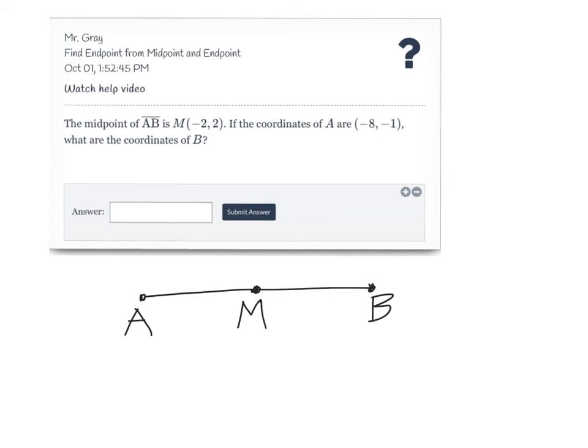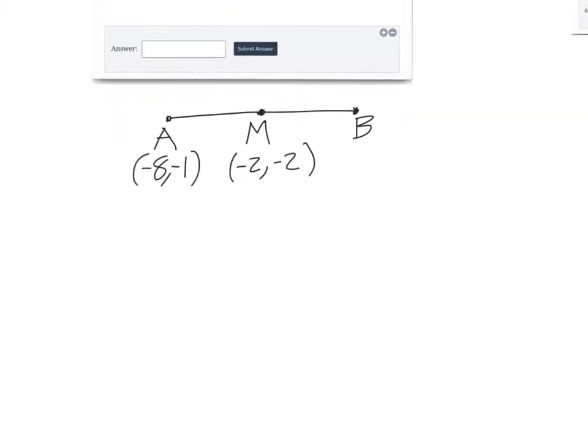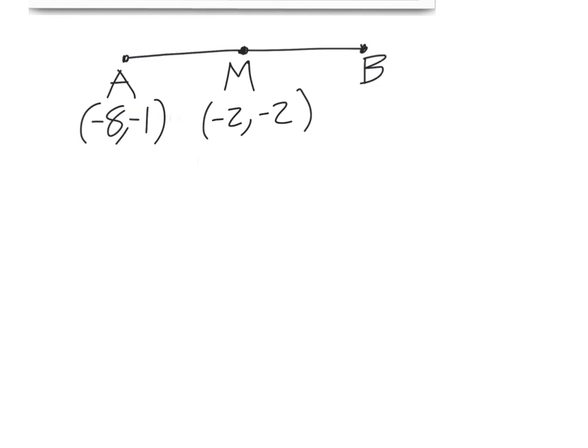What else is given in the problem? Well, I see right here that M is at (-2, -2). I see that the coordinates of A are (-8, -1), so I'll go ahead and add those coordinates. A is at (-8, -1). Let's move this question out of the way so we can work with the picture here. We're going to do the same thing as last time. It's all about looking at the pattern.